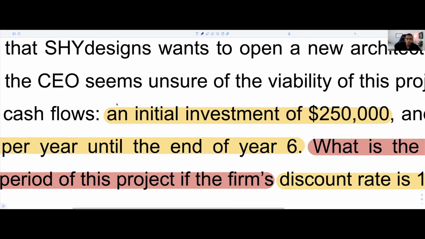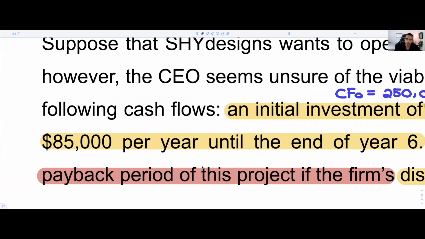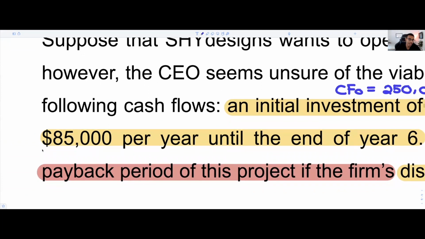I don't know. So our initial investment in this case, if we highlight it here, is 250K. So you could go ahead and say that CF0 is equal to $250,000. And remember that under the payback period, we always want to figure out when are you making your money back. How much time will it take you? So now we can look at our after-tax cash flows. We know that our after-tax cash flows will be equal to $85,000 per year until the end of year 6, which is awesome.